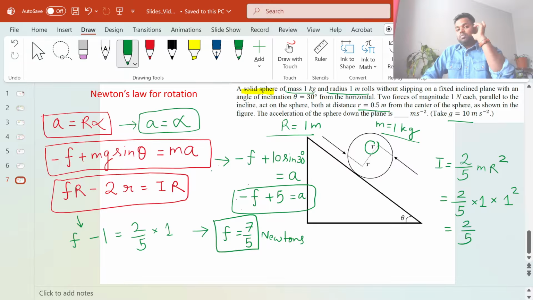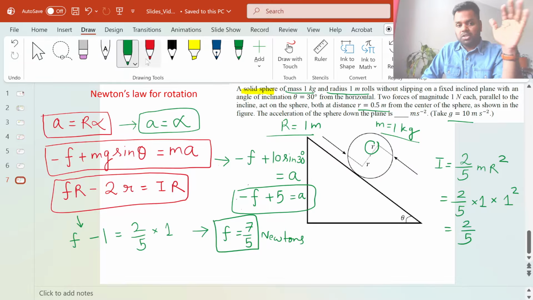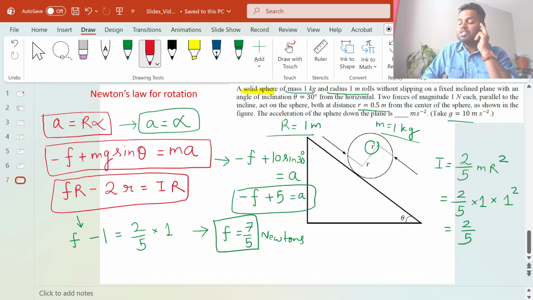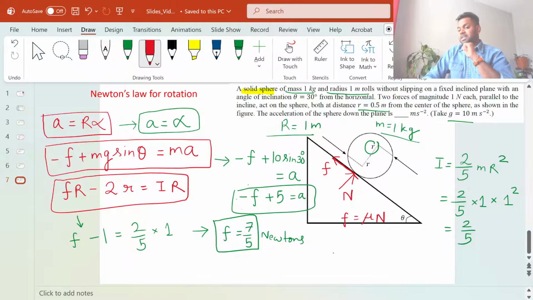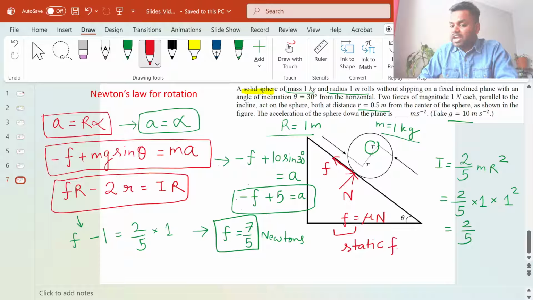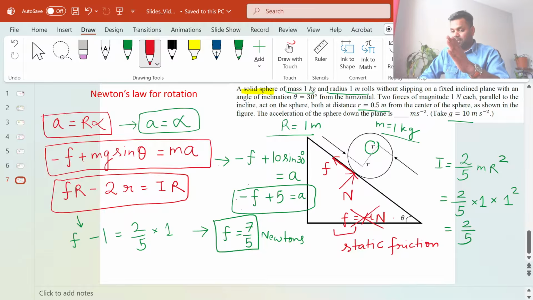Now one big mistake will be that you do everything right so far, and by mistake you do this: there is a normal force N here, and then you have a friction like this, and then you write F equal to mu N, and then you will mess it up. The reason is this friction is static friction, right? So static friction, so I will cross it. You can't say it is mu N, right?